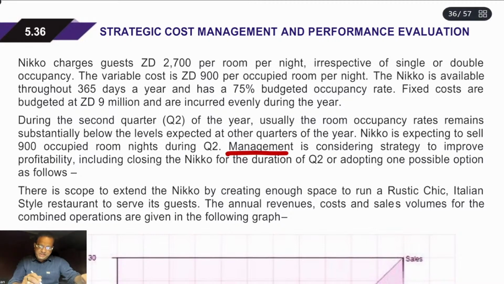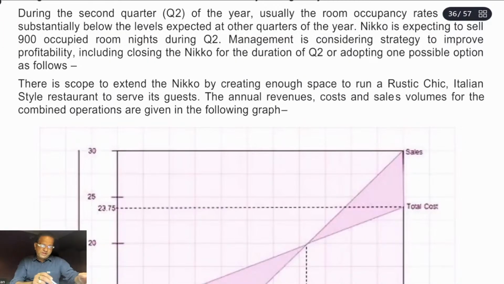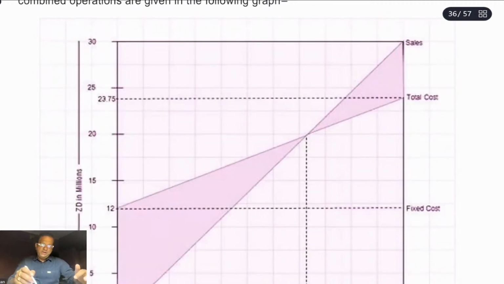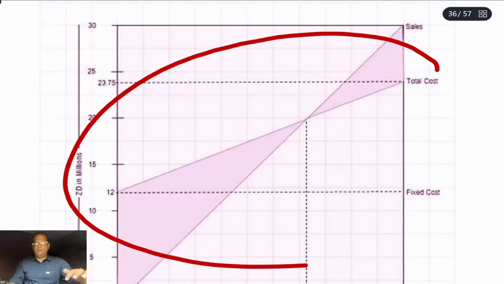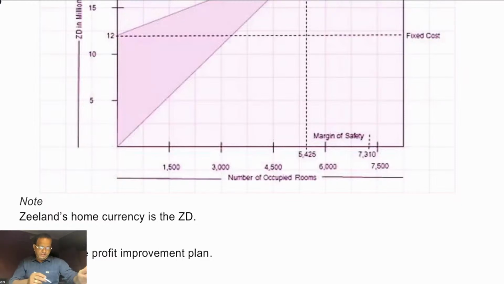This is important. Management is considering strategies to improve profitability, including closing the hotel for the duration of quarter 2 or adopting one possible option as follows. There is scope to extend the hotel by creating enough space to run a rustic chic and Italian style restaurant to serve its guests. The annual revenue, cost, and sale volume for the combined operation are given below. And very, very important to interpret this particular chart. If you don't interpret this particular chart, I think it's not possible for a student to solve the requirement part. Analyze the profit improvement plan.